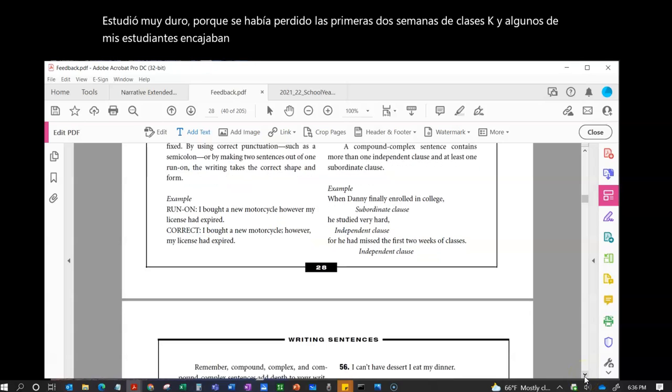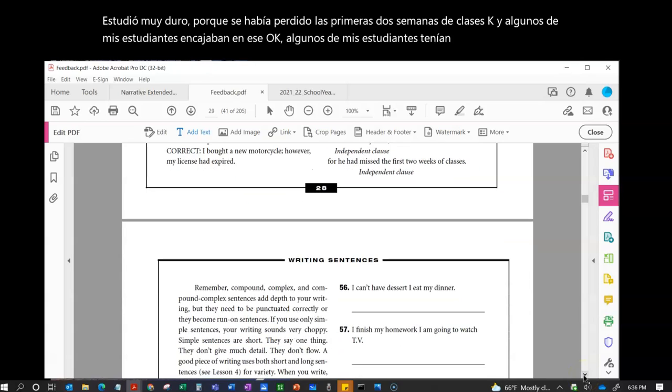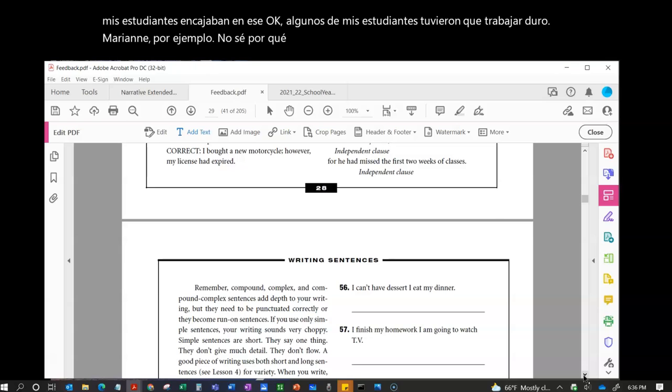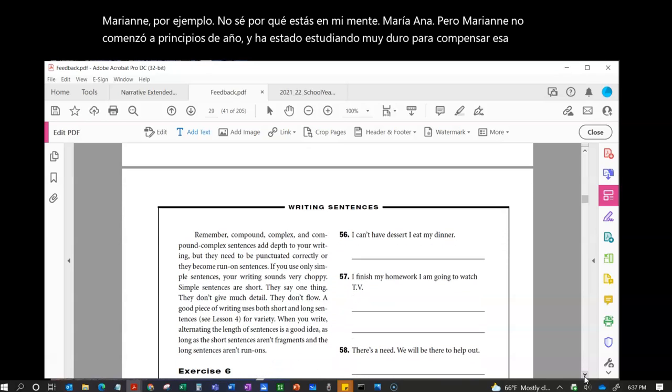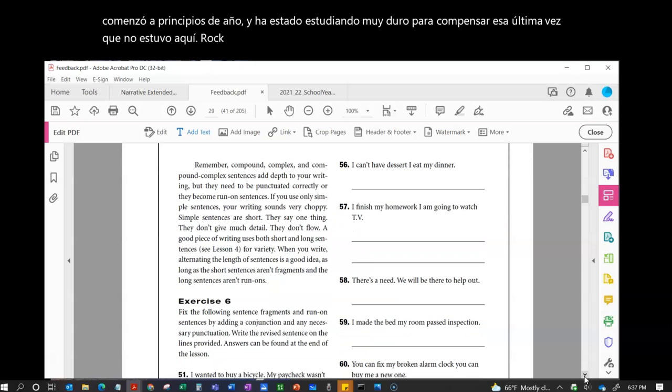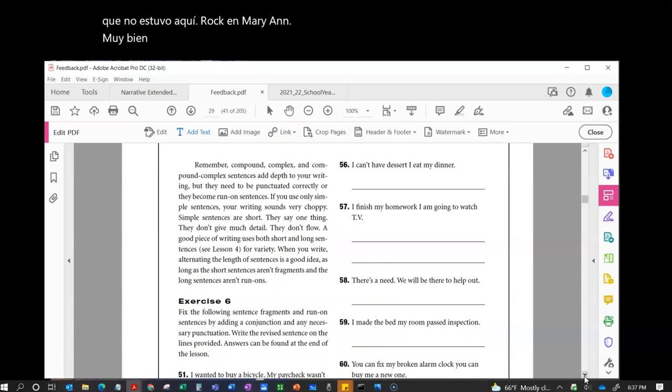And some of my students fit into that, okay? Some of my students had to work hard. Marianne, for one. I don't know why you're on my mind, Marianne, but Marianne didn't start at the beginning of the year, and she's been studying very hard to make up for that lost time that she wasn't here. Rock on, Marianne.